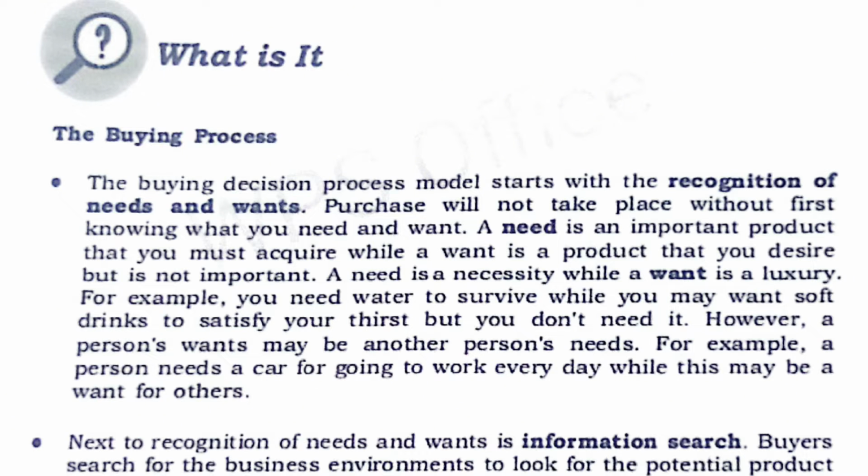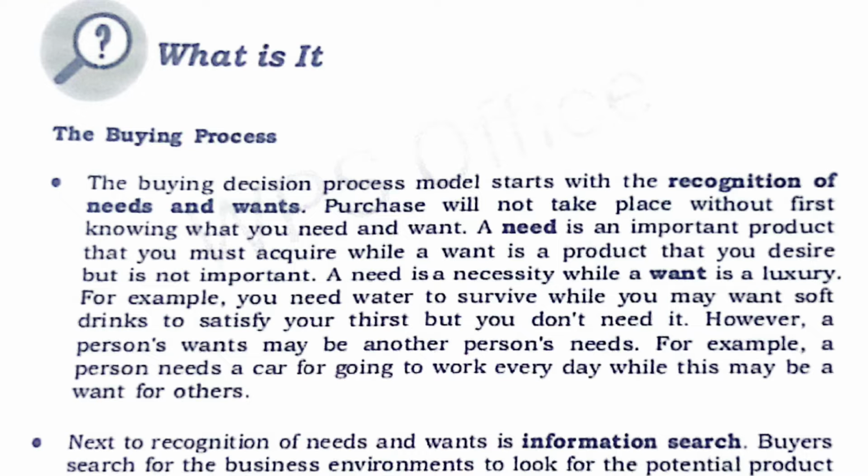What is it? The buying decision process model starts with the recognition of needs and wants. Purchase will not take place without first knowing what you need and want. A need is an important product that you must acquire, while a want is a product that you desire, but it's not important. A need is a necessity, while a want is a luxury. For example, you need water to survive, while you may want soft drinks to satisfy your thirst, but you don't need it.